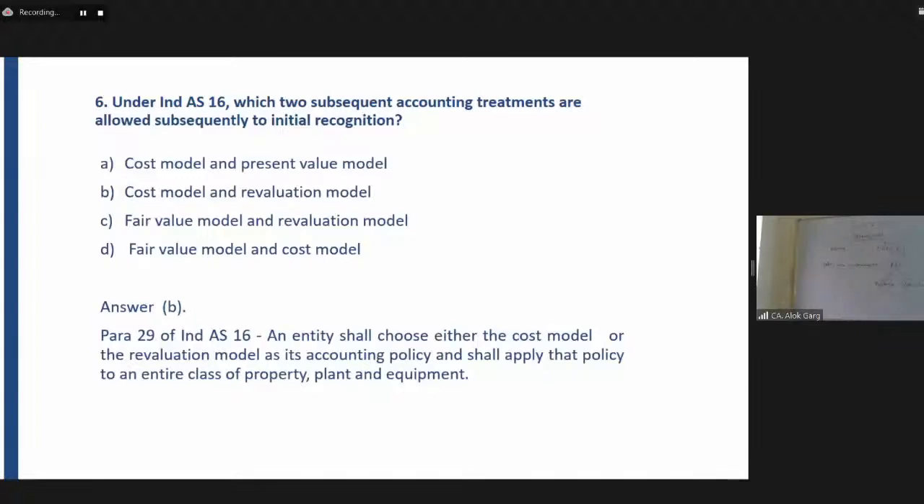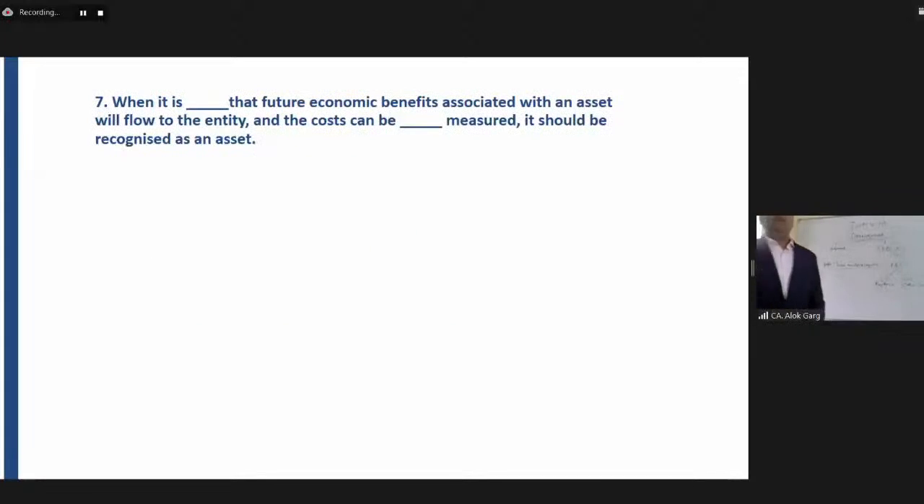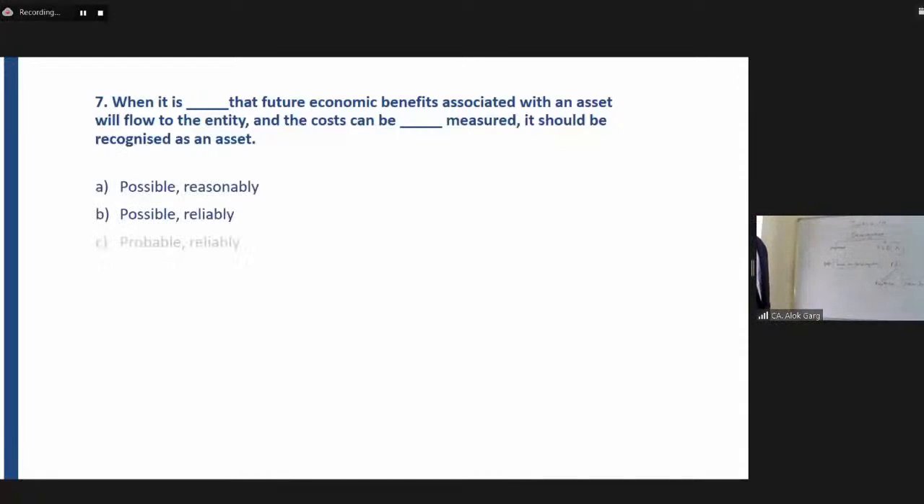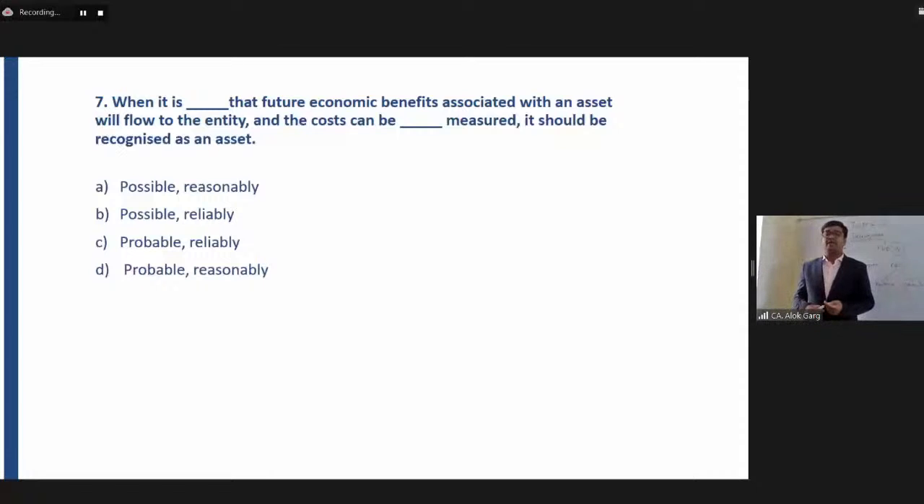Great. Question number 7. When it is dash that future economic benefit associated with an asset will flow to the entity and the cost can be dash measured, it should be recognized as an asset. So you need to fill in the blanks. Possible reasonably, possible reliably, probable reliably, probable reasonably. These are the recognition conditions given. You remember the recognition conditions. Which is the right answer? Let me see how many students will reply with the correct answer.